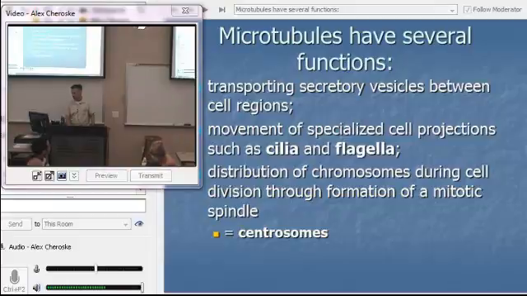So with the microtubules, right, these are kind of the hollow ones. Some of their functions can be transporting secretory vesicles. So these are going to be ones where maybe we've made proteins and we want to move them out of the cell. Movement of special cell projections such as cilia or flagella. So cilia are going to be small little hair-like projections that can be on the surface of a cell.